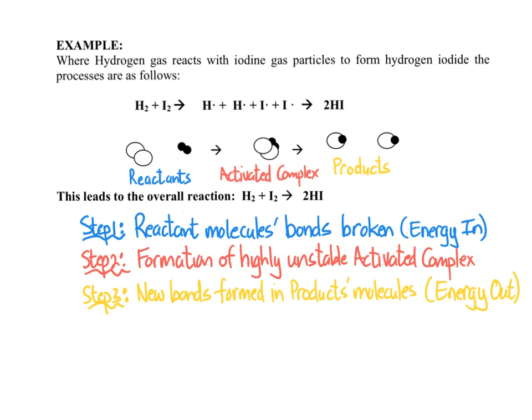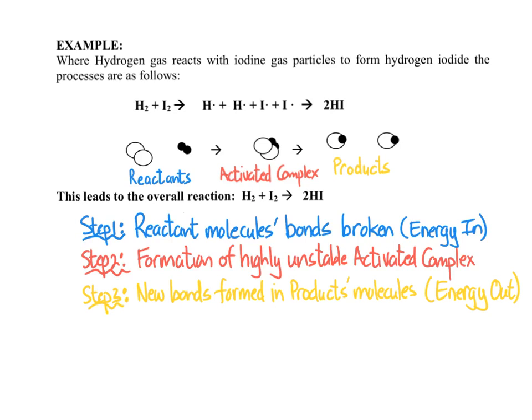Step 1, the reactant molecules' bonds are broken. Now, the reactants are the substances that one starts off with before the chemical reaction or the chemical change takes place. In this process, energy is taken in to the system in order to break the bonds of the molecules.